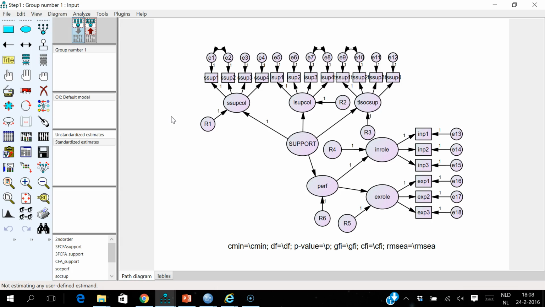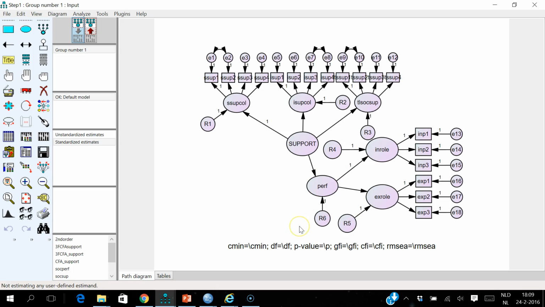And if we just finished with the other video lecture, the previous video lecture, then we ended on estimating the direct paths, the structural paths, moving from social support to predict in-role and extra-role performance.